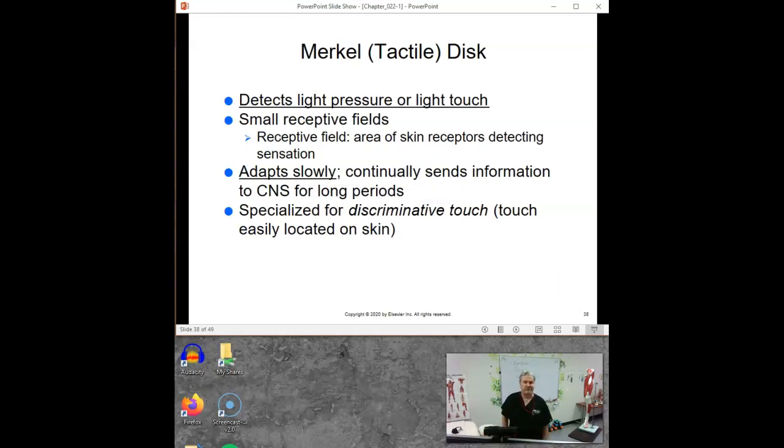Yeah, that's it. So we're going to get into some of this in the nervous system, which is all these receptors.